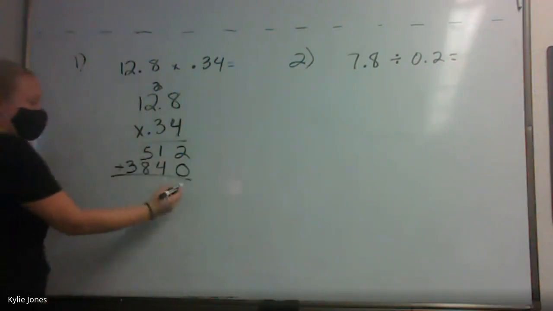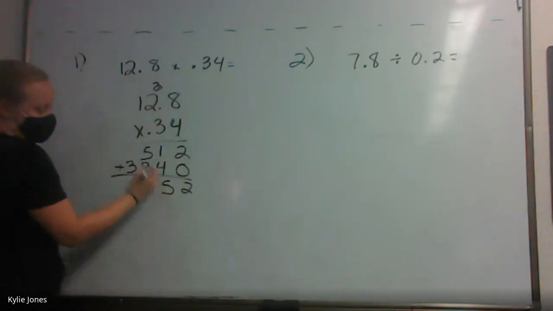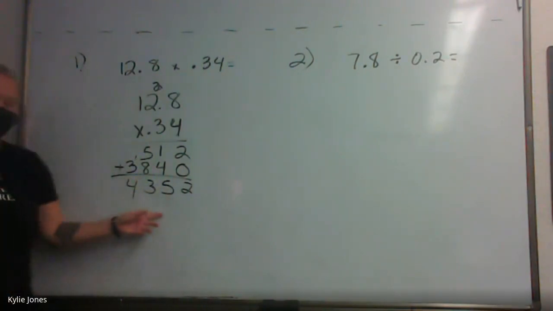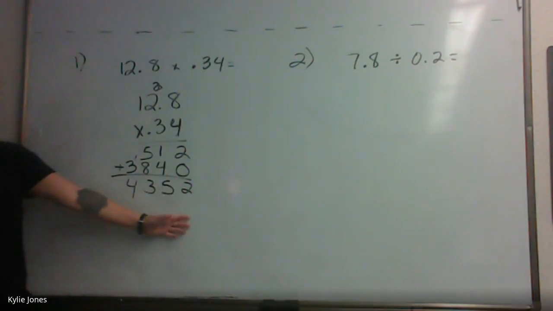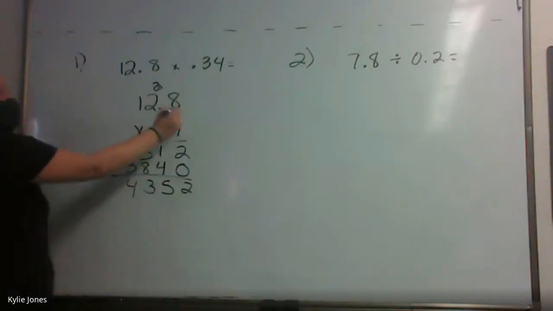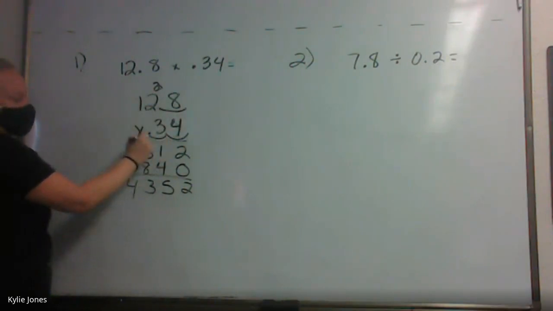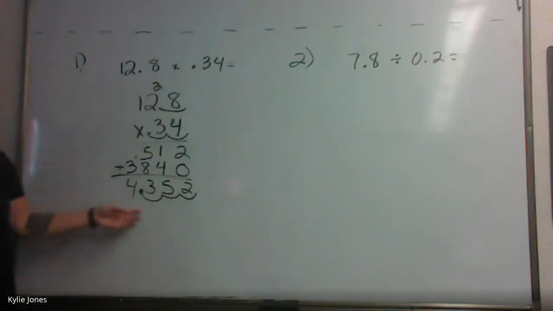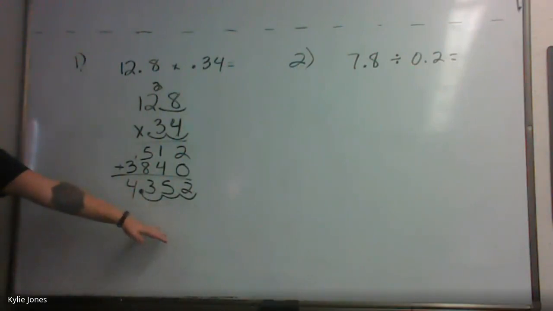And then we need to add. We got 2, 5, 13, 4. So my answer is 4,352, right? Nope, you gotta move the decimals. Yeah, we have to move our decimals. We moved it 1 time here and 2 times here. So in total, 1, 2, 3, 4, and 352,000.